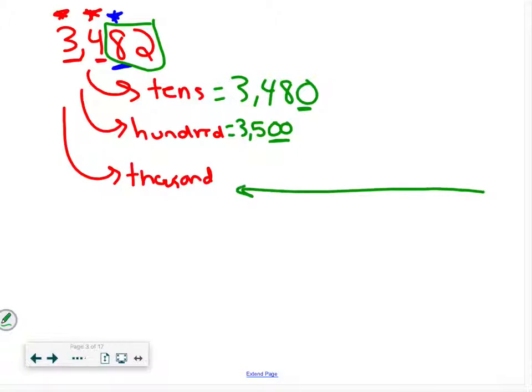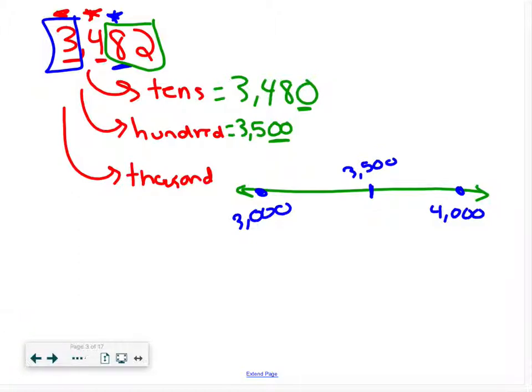So again, I can make my number line. This time I'm looking at the biggest place value. So I'm looking at that 3,000. If I'm looking at my anchor numbers, I either can keep it where it's at, 3,000, or I can round it up to the next 1,000, which would be 4,000. I'm going to decide what my halfway point is. My halfway point between 3,000 and 4,000 is 3,500.